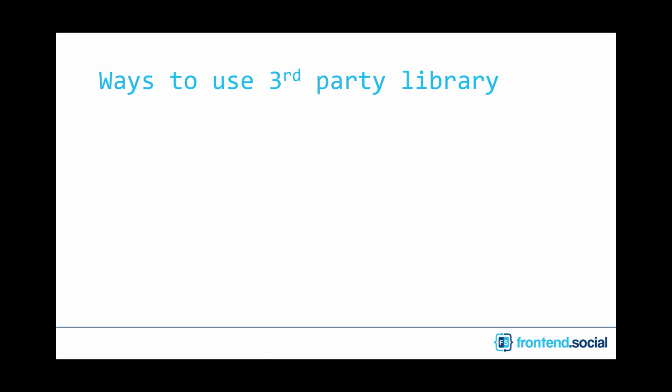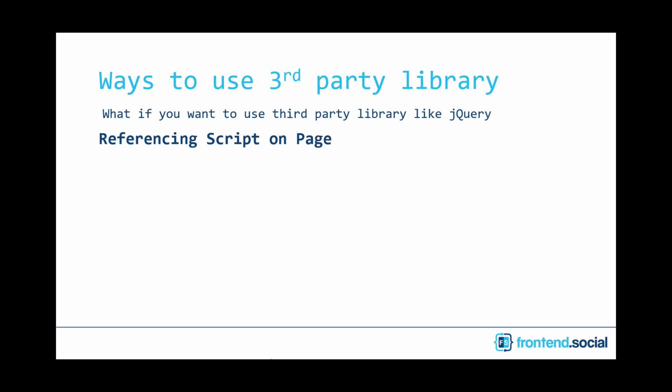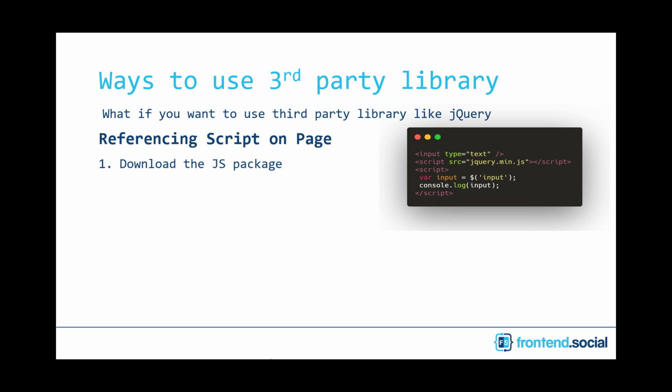Let's begin. Initially, we will see what are the different ways to use a third-party library in an application. Let's suppose you want to use jQuery on the page. You can do that by referencing a script on the page. To do that, you first download the JS package from CDN and then put it inside your project. Then add the script reference on your page, which will be the jQuery script reference, and then use it inside your code. On the right-hand side in the image you can see that we have first referred jQuery min.js and then we have used jQuery with the $ symbol.